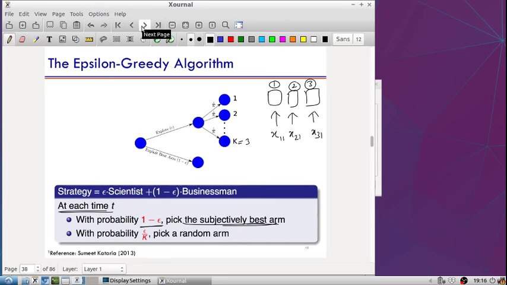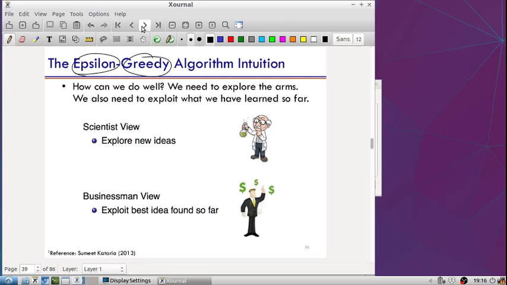Is that intuitively clear? It's not clear whether it's going to do better than other things, but is the algorithm clear? It's data dependent, right? It's looking at the sequence of rewards that you've obtained so far and taking the next decision of which website version to show to the user. Okay. Any questions?